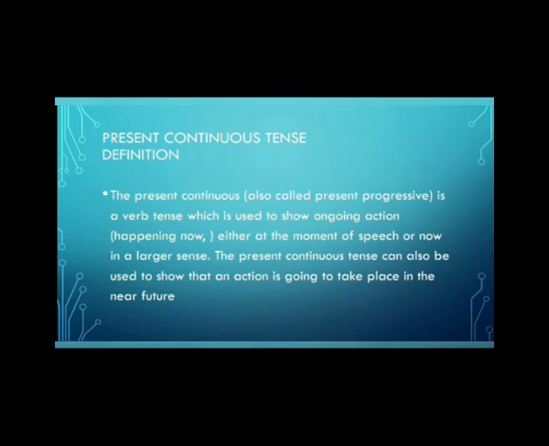Now read the present continuous tense, its definition. The present continuous tense is also called the present progressive tense. It is a verb tense which is used to show ongoing action or action that is happening right now, either at the moment of speech or now in a larger sense. The present continuous tense can also be used to show that an action is going to take place in the near future.